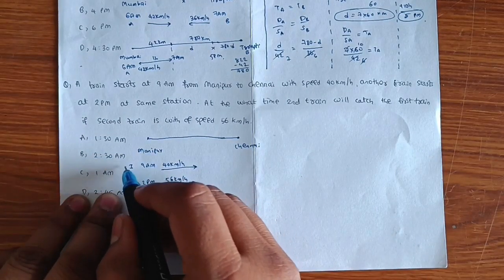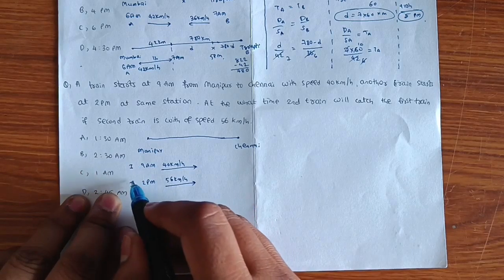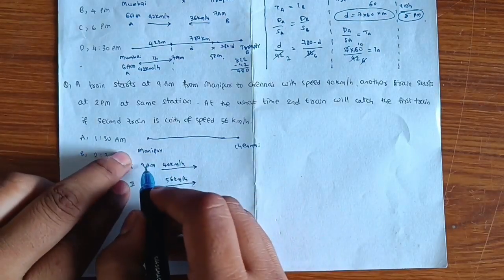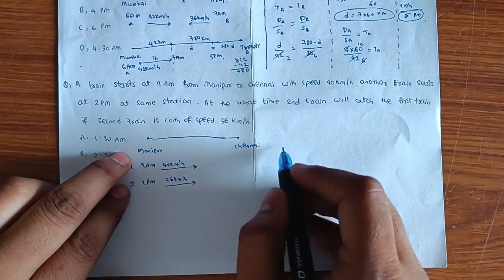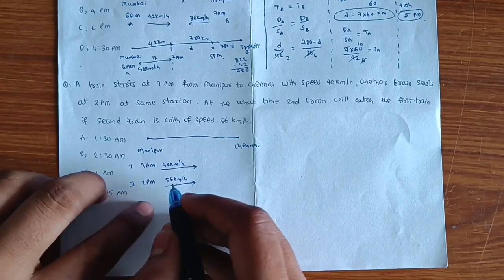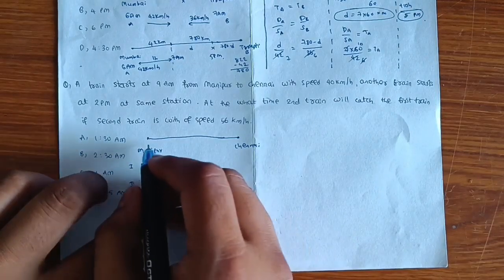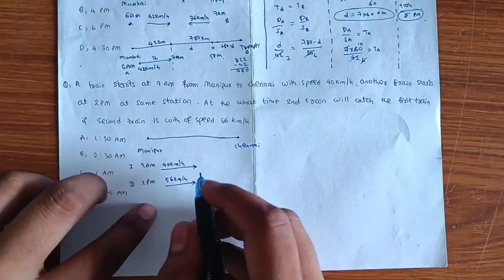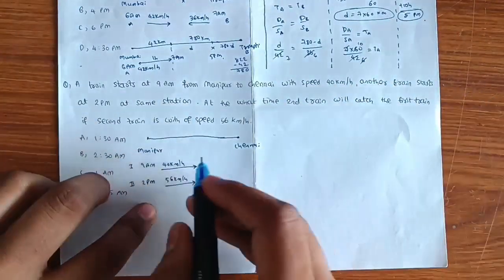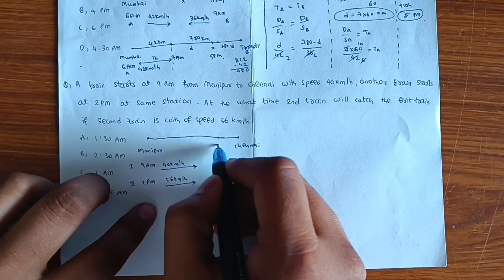So this is the first train, and this is the second train. So at the 9 a.m. one train is moved to the Chennai, and at the 2 p.m. another train is started with the 56 km per hour. This is also moving in this direction, but they are meeting at one point. Let it be the point X.